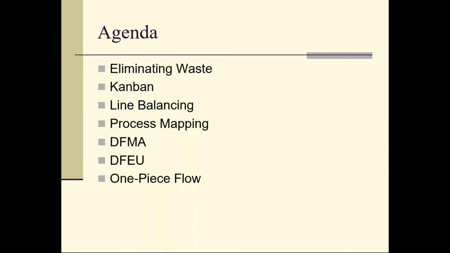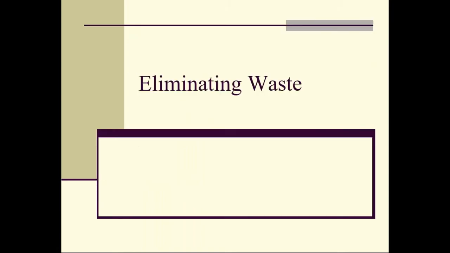Then I'm going to talk about line balancing, process mapping, DFMA, and DFEU. So we'll talk about those two options as well. And then another concept called one-piece flow. Sometimes they talk about push versus pull. This is one-piece flow. We'll be talking about that lastly on our agenda today. So we're taking some of these lean concepts and applying them to the project management context.